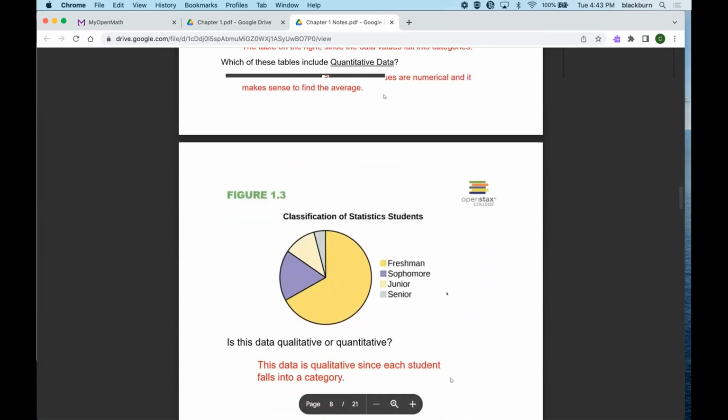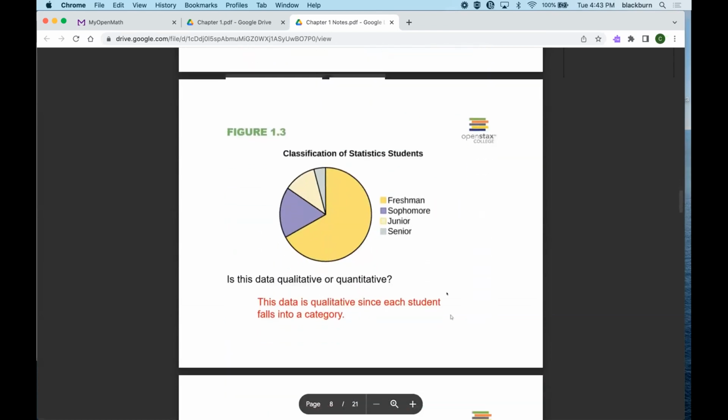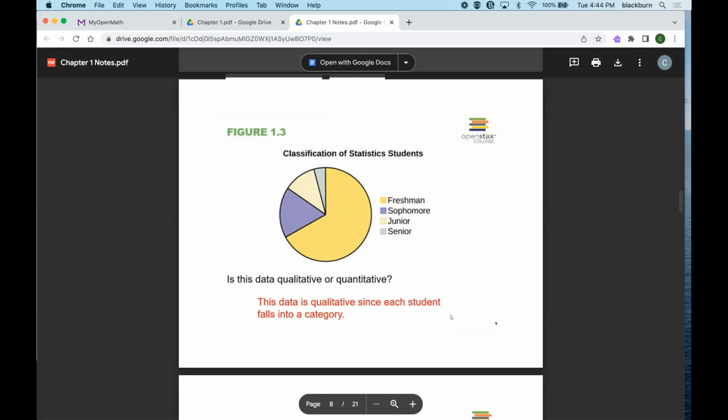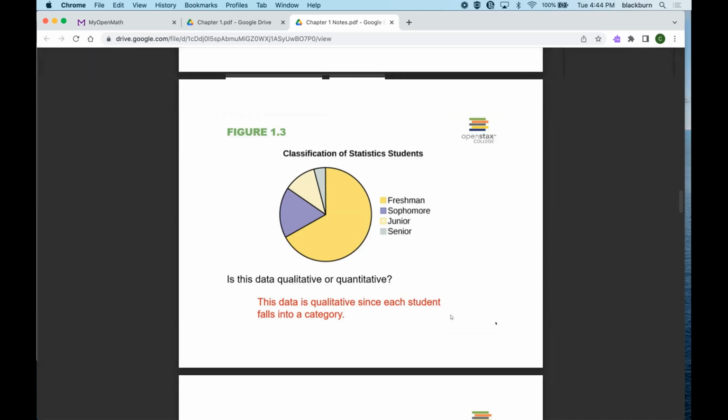All right. Is this data qualitative or quantitative? And the answers are all there. I printed out all of the slides from Wendy's slideshow. Like I said, if you watch her slideshow, these red answers show up after you're able to think about them for a minute. So watch her videos. They're really good. You can watch them in double time if you want. I know they're kind of long.